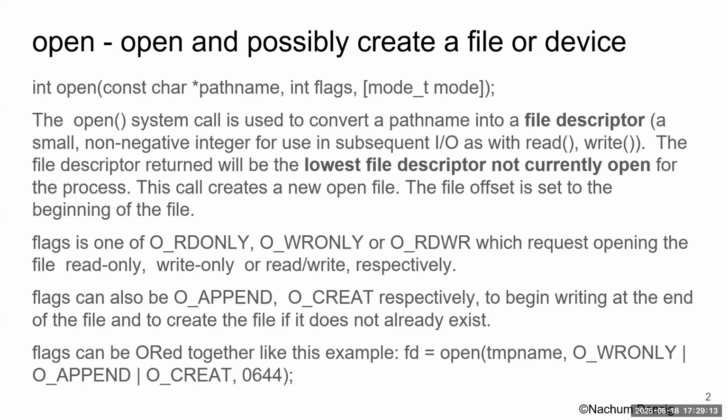It opens a file, and that's always a trick question on the exam. It also creates a file if the file didn't exist. So it opens an existing file or creates a file. Now, what do you have to give it? You have to give it a path name, which means where you want it to open.